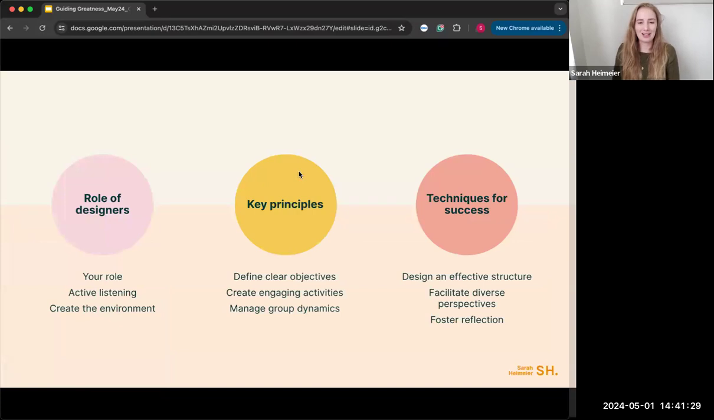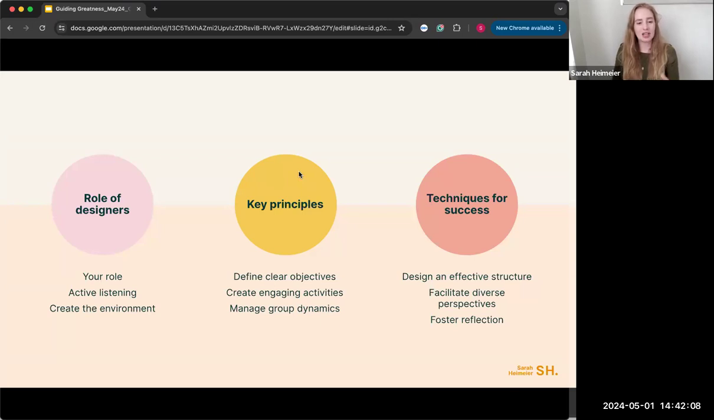So I just wanted to recap what we have covered in the session. So there's quite a lot. So the role of the facilitator. So making sure that you understand your role as a facilitator, that you're actively listening, creating the environment that allows people to do their best work, or to be their best selves, to share their best ideas. The key principles of facilitation is really defining clear objectives, creating engaging activities, and then managing those group dynamics as well.